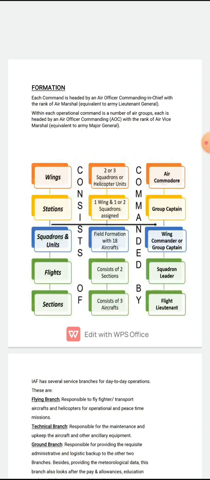Welcome to the second part of the video on Indian Air Force defense knowledge. Today we will start by studying about the formation of Indian Air Force. But before that, I want to tell you about the ranks of the commissioned officers of Indian Air Force.